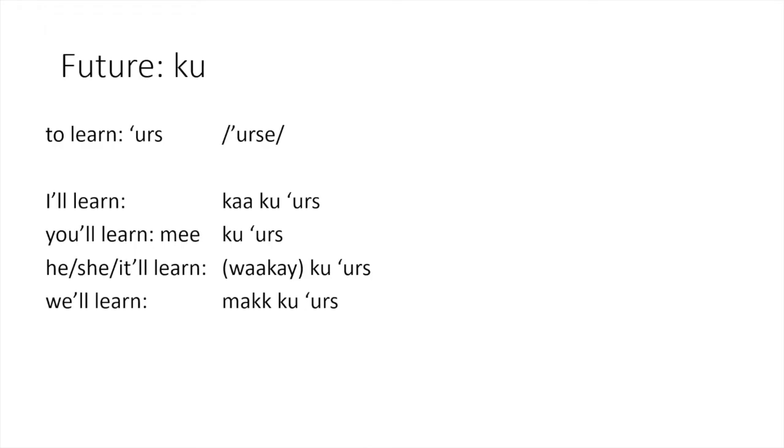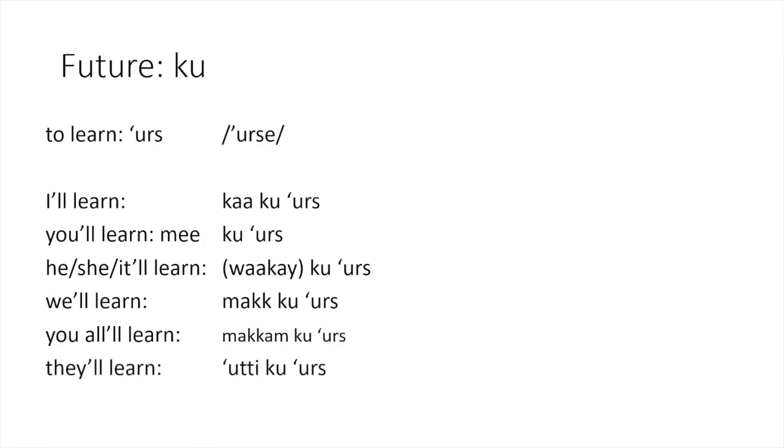So, here is future. If you want to say I will blank, he will blank. So again, to learn, urus. I'll learn: kaku urus. You'll learn: meku urus. He, she, it'll learn: wakaiku urus. We'll learn: makku urus. You all will learn: makamku urus. They'll learn: utiku urus. So wakai is optional. You can say ku urus and it'll mean he'll learn, it'll learn, she'll learn, something like that.